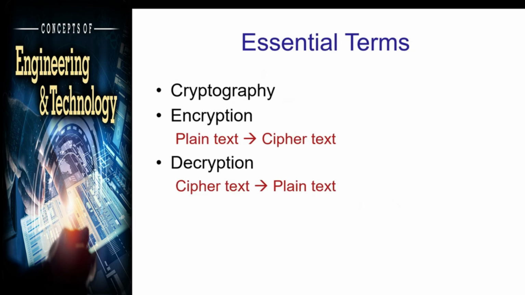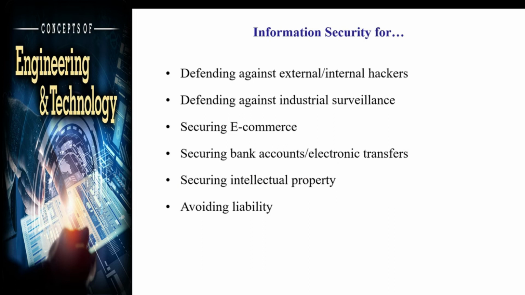When you look at encryption, I already told you: encryption converts your original plain text to cipher text, and decryption converts cipher text back to plain text. So why are we looking for this kind of information security? Definitely we need to be aware of the hackers and all those things.